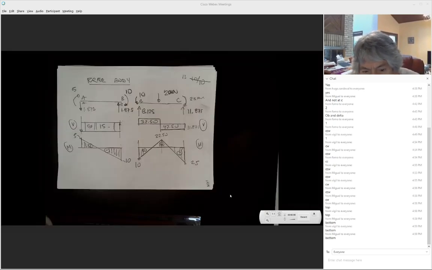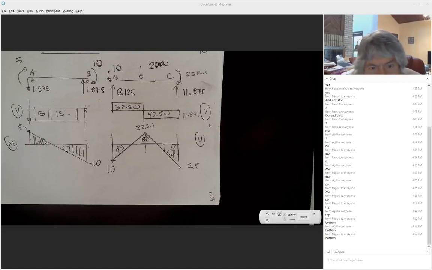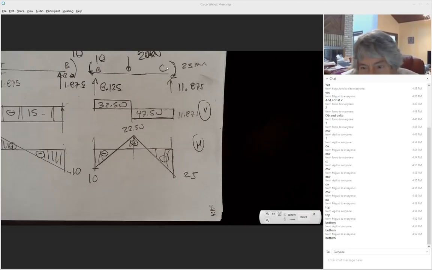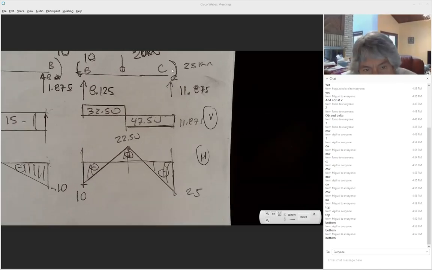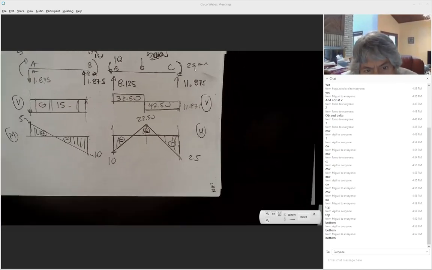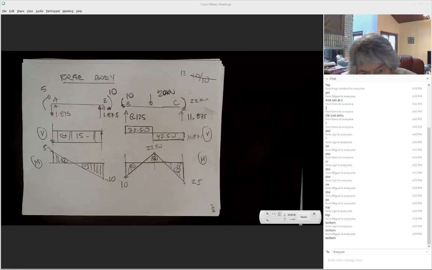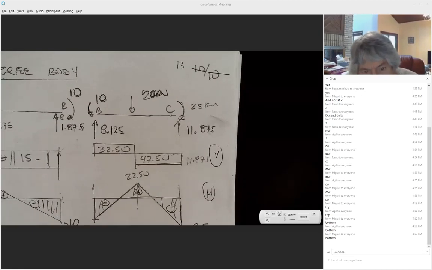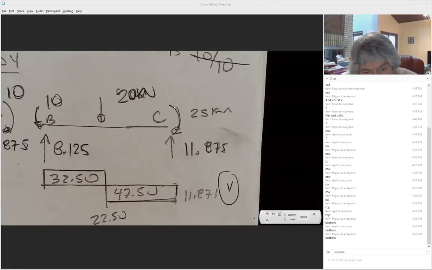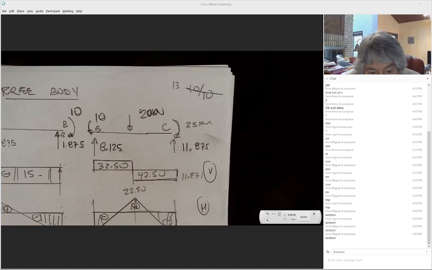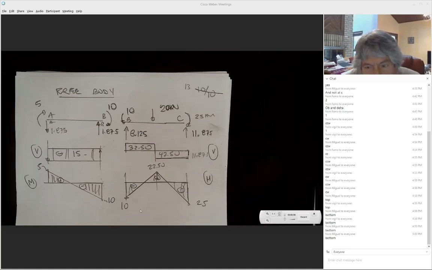To compute this 25, I did not use the 25 in here. But I'm checking. I assume that I don't know, and I check that it's 25. And not only that, consistency. Where is the compression in here? This moment, putting compression top or bottom? Bottom. That's why it had to be at the bottom.